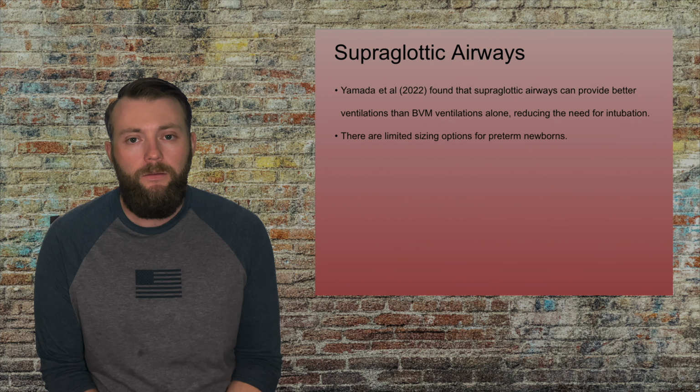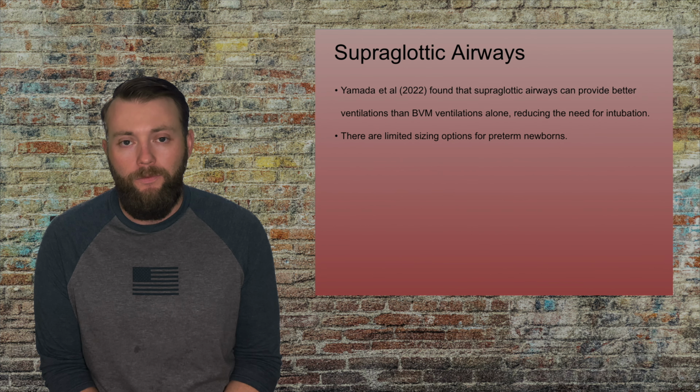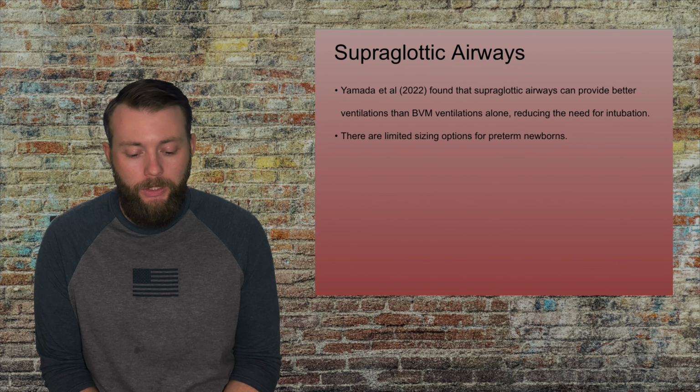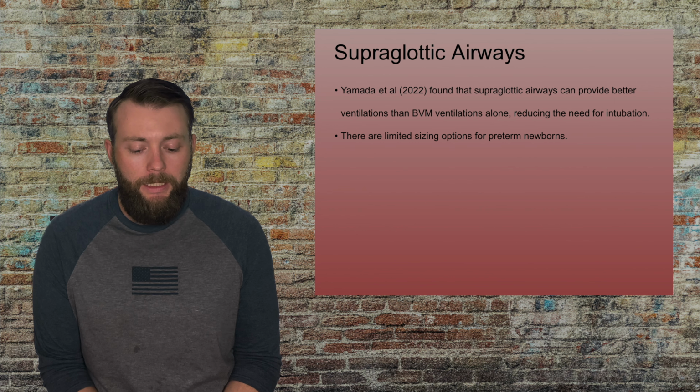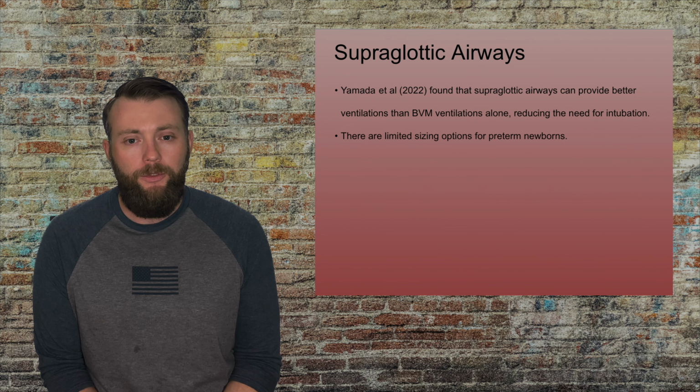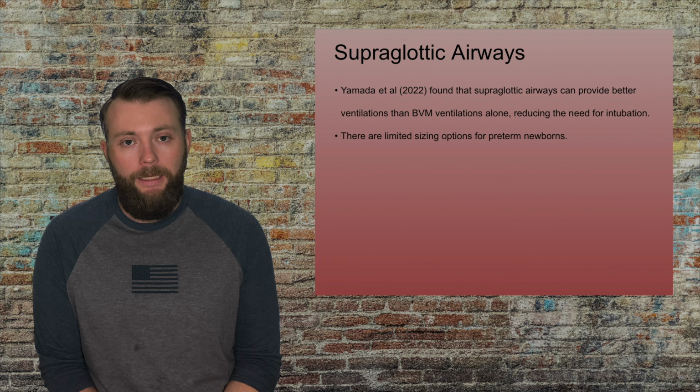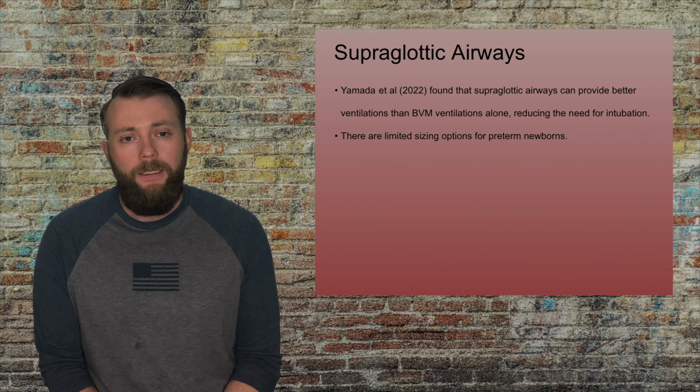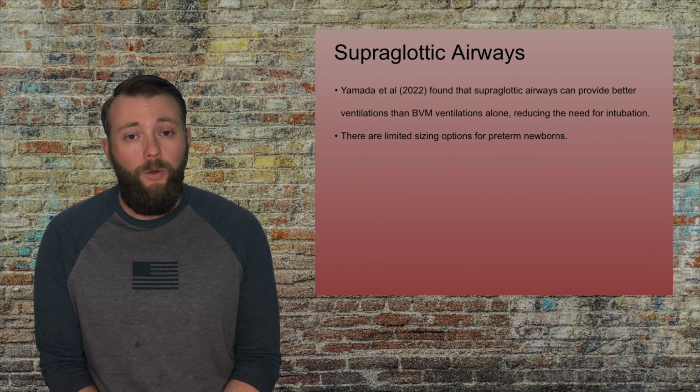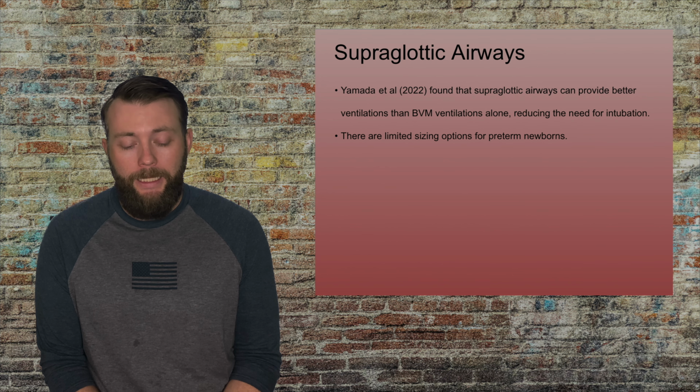Supraglottic airways can serve as a quick and easier intervention than performing neonatal intubation. And Yamada et al. found that supraglottic airways are able to provide better ventilations than BVM ventilations alone, and also were found to reduce the need for intubation. Now, the caveat to this is it oftentimes depends on local protocols and equipment that the system carries in terms of whether intubation or a supraglottic airway is most indicated.